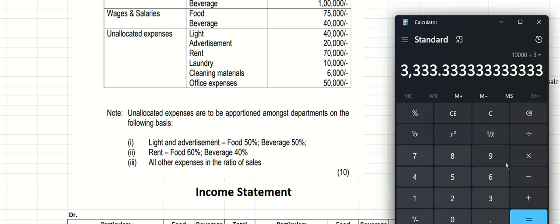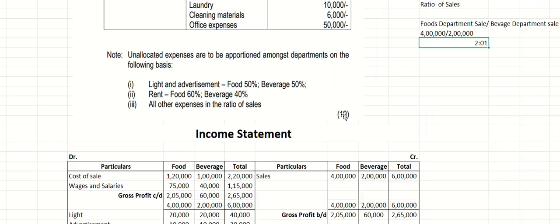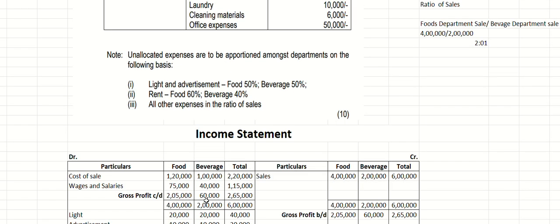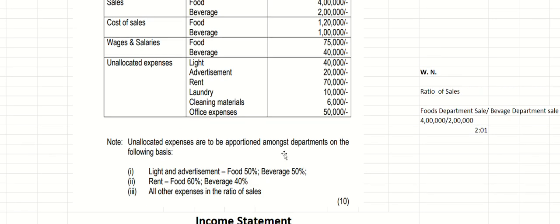10,000 divided by 3 is 3,333. We have said that when we divide by 3, 2 parts will be given to the foods department, so I'm multiplying by 2. The answer is 6,666.6667. This is laundry, right? You can better take it as 6,667. I'm just avoiding the decimal points because in real life it won't be practical.